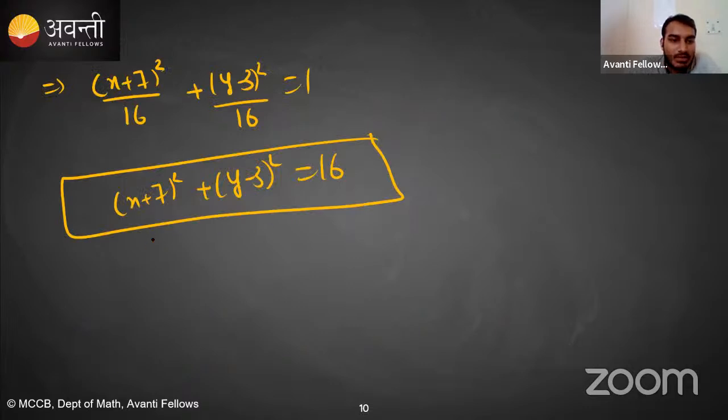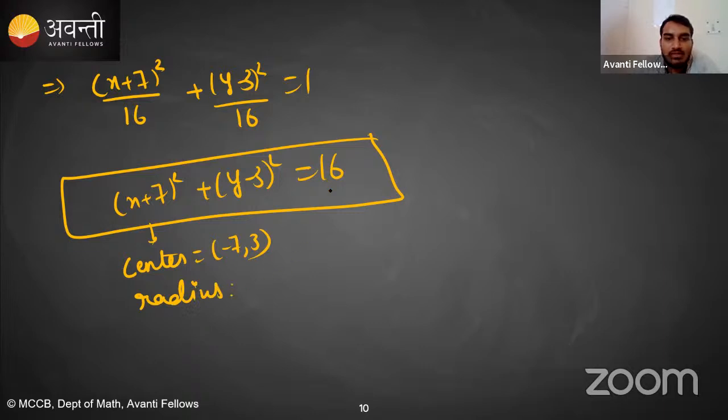And clearly you can say the center is -7 comma 3, and the radius is the square root of 16, which is 4. Clear, everyone? So if the Cartesian form of the circle is given, we can directly convert that into the parametric form. And if the parametric form of the circle is given, then we can also convert that into the Cartesian form. Is that clear?